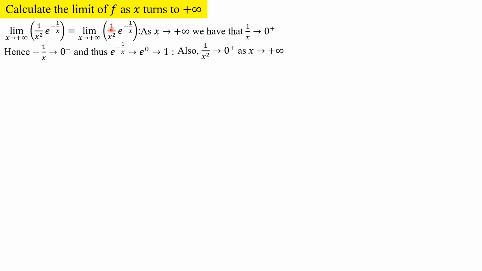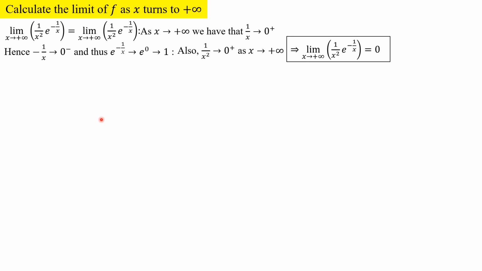Now, 1 over x squared here will be tending to 0 from above, as x is tending to positive infinity. So at the end, we can conclude that the limit as x tends to positive infinity of the function is 0, because 1 over x squared is tending to 0, and e raised to the power negative 1 over x is tending to 1. So the product of the two will be tending to 0 times 1, which is 0. Now, we need to trace the variation table of the function.